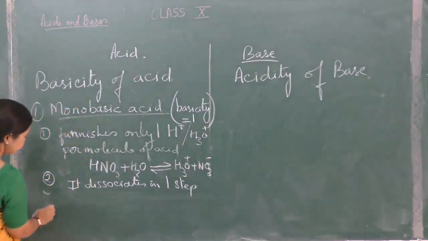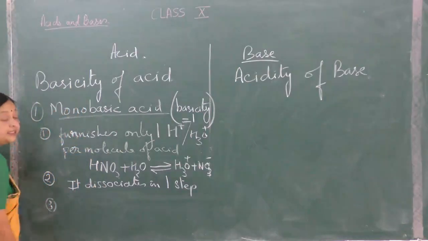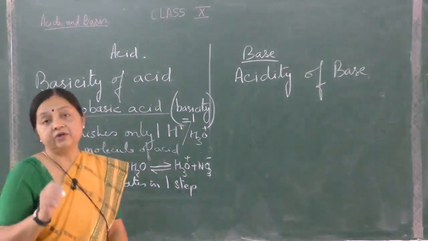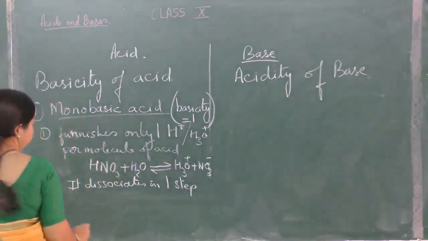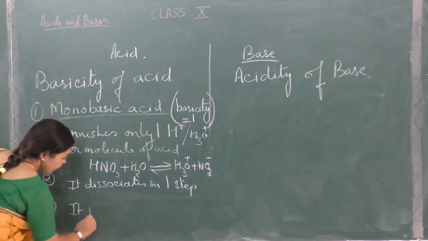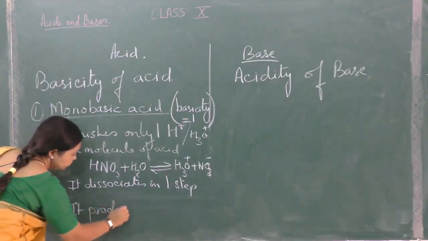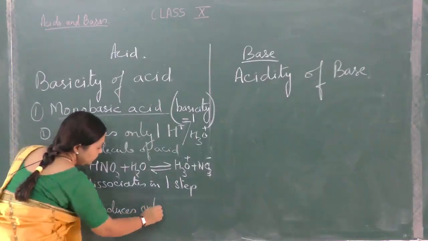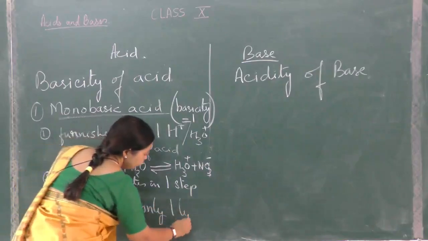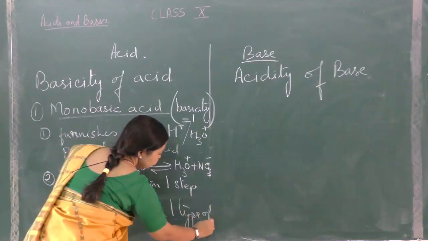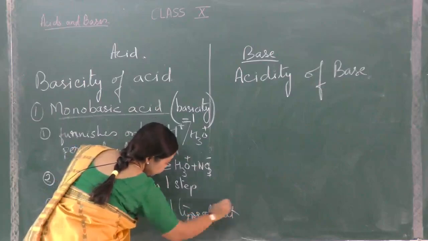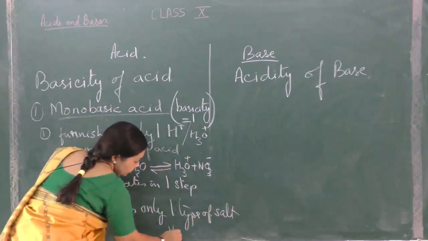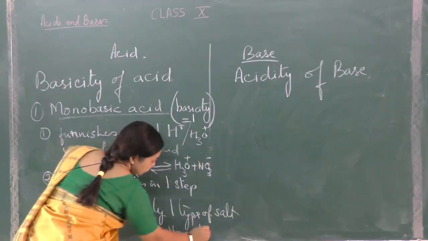And finally, the third characteristic is what? That it produces only one type of salt, that is normal salt. It produces only one type of salt. And what is that type? That is a normal salt.